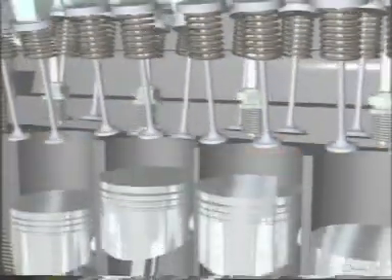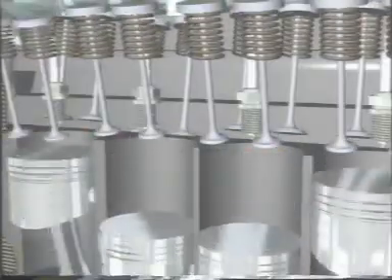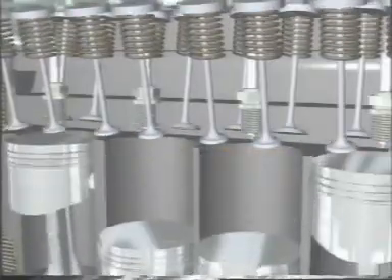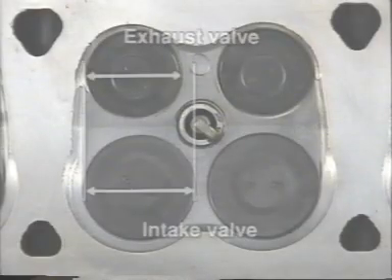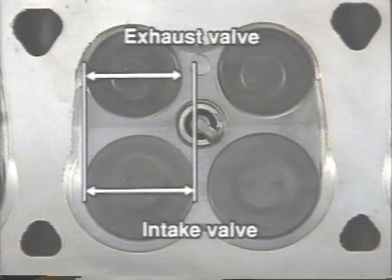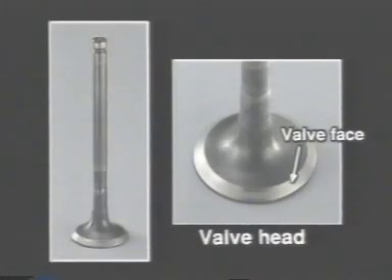Recent four-stroke gasoline engines use 4 valves for each cylinder, 2 intake valves and 2 exhaust valves. The intake valve is larger in diameter than the exhaust valve to ensure efficient intake. Since these valves are also subjected to high temperature and high pressure, they are made of heat-resistant nickel or special steel such as chromium steel.